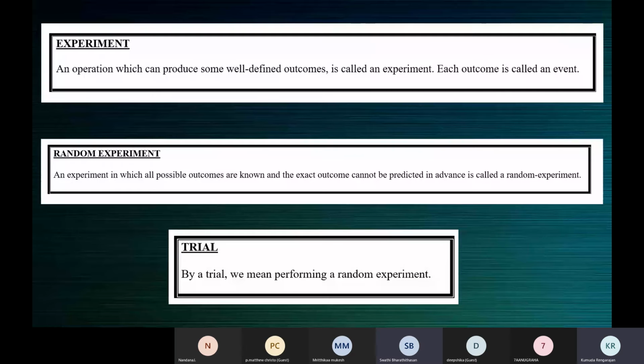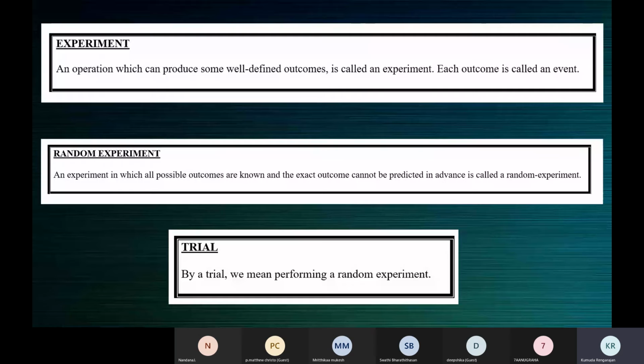Ma'am, like when we toss a coin and we get head or tail, like that? Yes, when you toss a coin, you'll either get a head, the coin will show up head or tail.